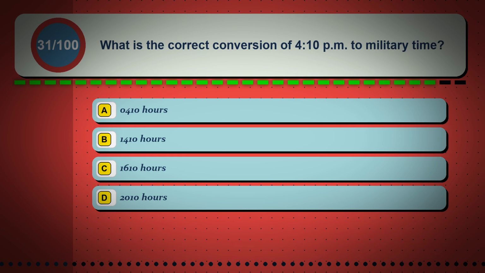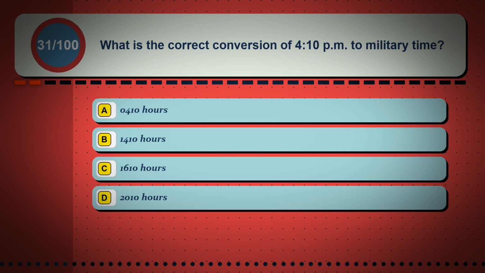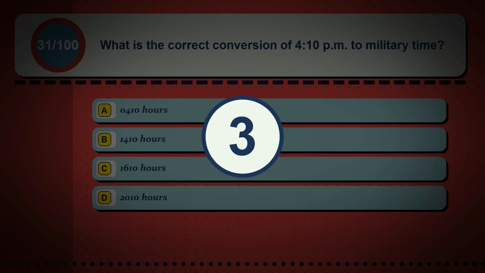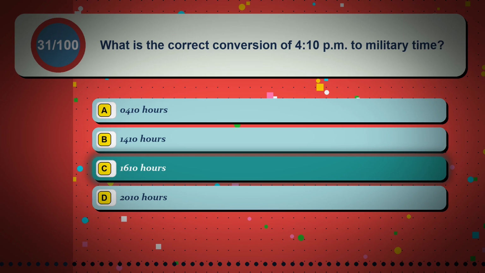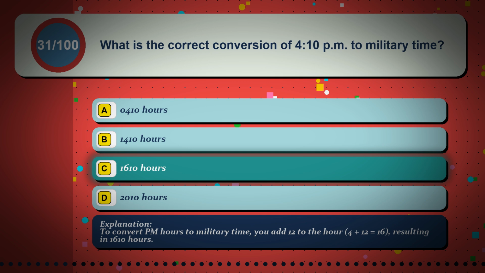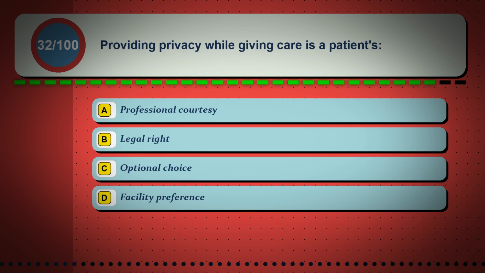Question 31. What is the correct conversion of 4:10 p.m. to military time? Option A, 0410 hours. Option B, 1410 hours. Option C, 1610 hours. Option D, 2010 hours. The correct answer is option C, 1610 hours. To convert PM hours to military time, you add 12 to the hour, 4 plus 12 equals 16, resulting in 1610 hours.